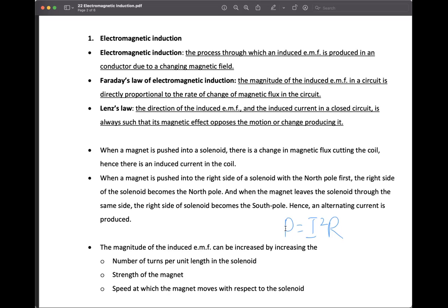Ryan says since V is low, I is high. Why? Because when power is the same, V is inversely proportional to current. That's the reason. When power is the same, V is inversely proportional to the current. One more thing, Ryan.